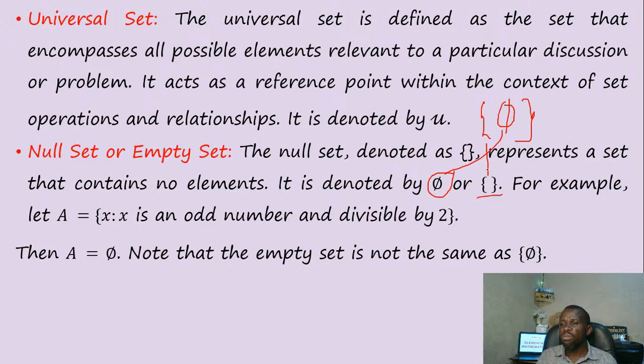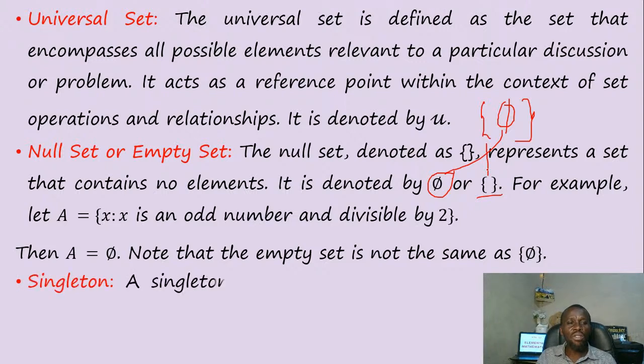So for example, let A equal x, where x is an odd number divisible by 2. Definitely there is no odd number that is divisible by 2. So since there is no odd number divisible by 2, we say it's an empty set. So A is an empty set. Note that the empty set is not the same as what I just told you earlier. I remember someone said, empty, null set, say nonsense. I said, no, it's not nonsense, it's null set.